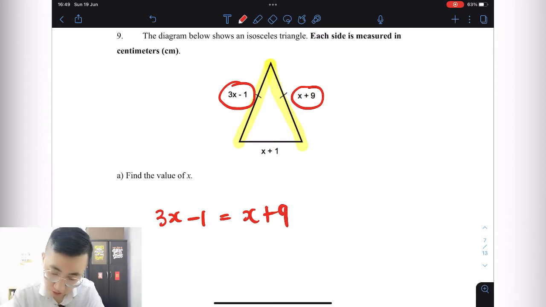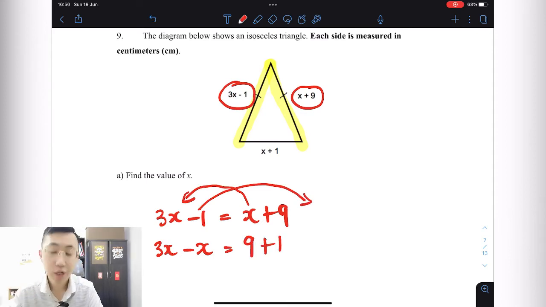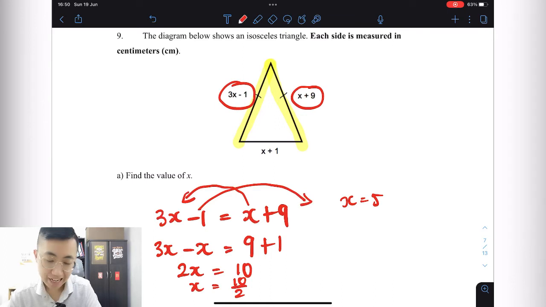Let's start. All your x move towards the left hand side, so watch the movement. 3x minus x equals, now all your numbers move towards the right hand side, 9 plus 1. Then you evaluate. 2x equals 10. Finally bring down the 2 to become divide. So you know x is 5. That is 9a.